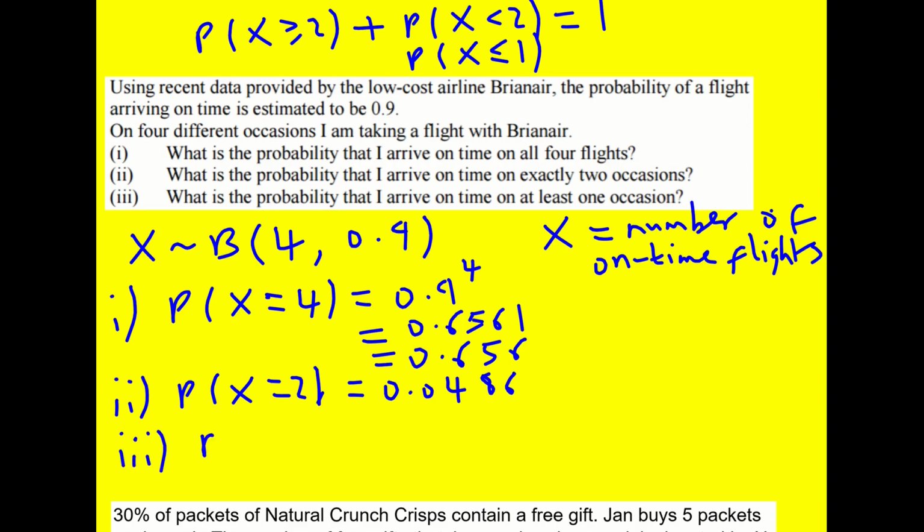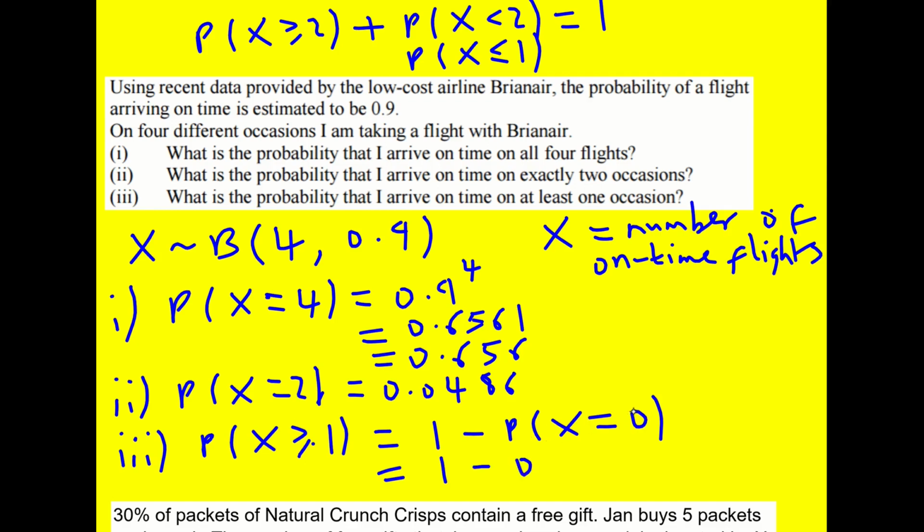And finally, the probability I arrive on time on at least one occasion, that's going to be greater or equal to 1. But I can use the same trick as before. It's going to be 1 minus the probability that X is less than 1. In this case, X equals 0. And actually, I don't need my class whiz for this, because for 0 successes, it's going to be 4 failures. The only way it can happen is if I have 0.1 to the power 4. And that ends up being 0.9999.